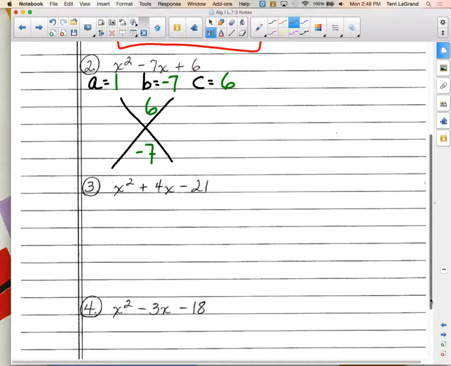What are they? Negative 6, negative 1. So those two multiply to be positive 6. They add up to negative 7. So what's the factored name, class? x minus 6 times x minus 1. And they need to be beside each other to show multiplication. And then FOIL it or rectangle it and see if it checks out.